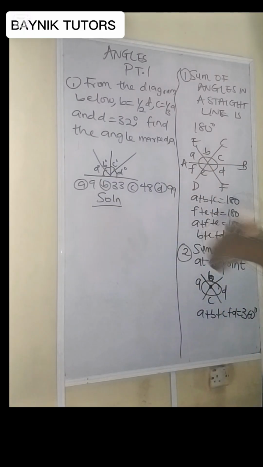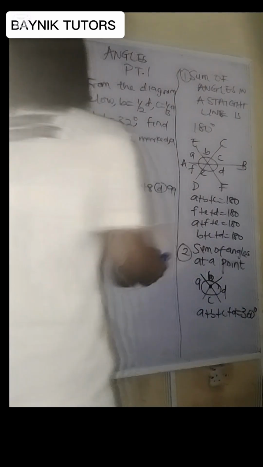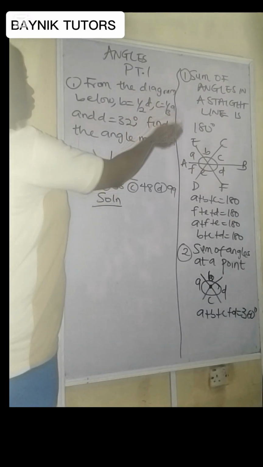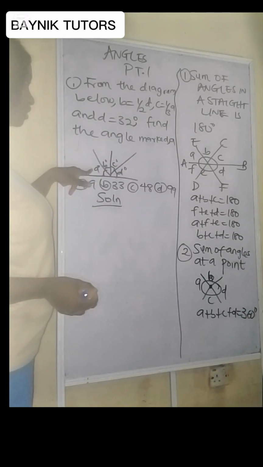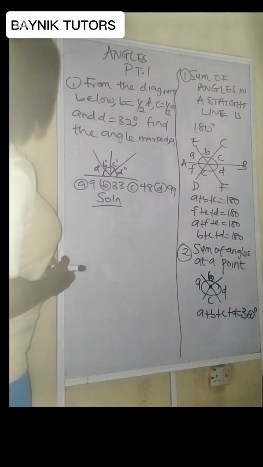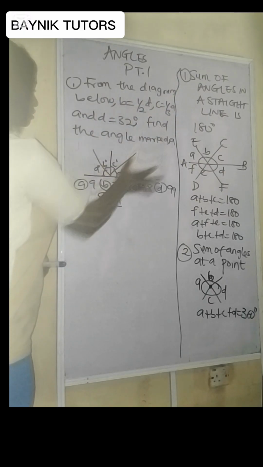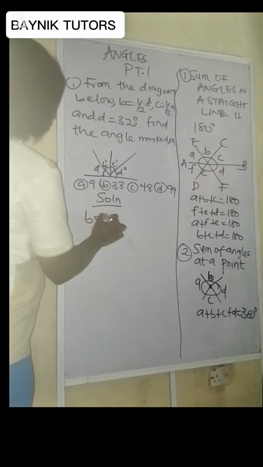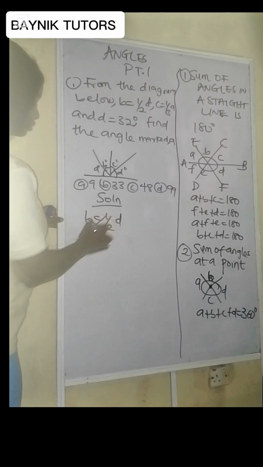Okay, so now let's solve this question using this rule, sum of angles in a straight line. From the diagram below, B equals half D, C equals 1 over 3A, and D equals 32. Find the angle marked A. This is what we're looking for. So first, let's get the values so we can impute them here. The first one is B equals half D.